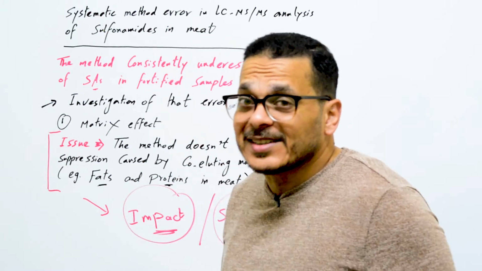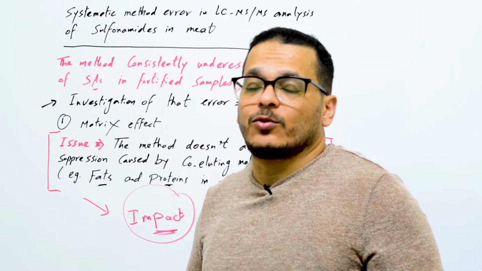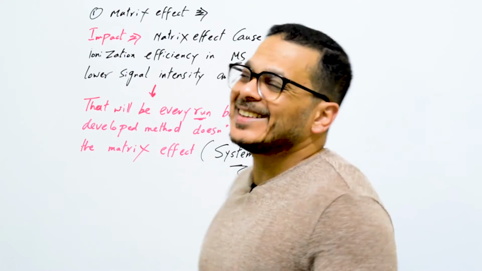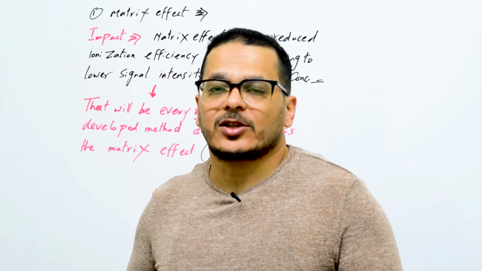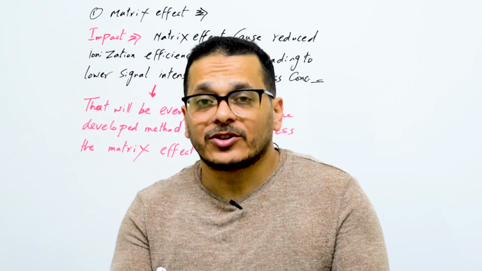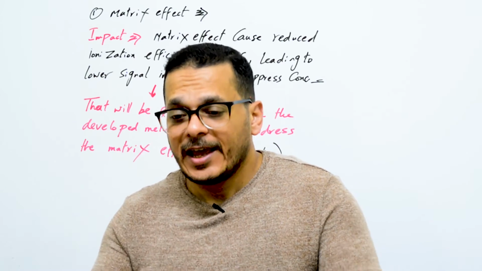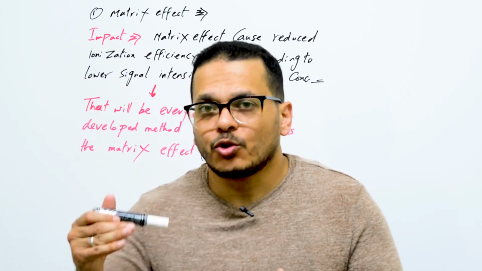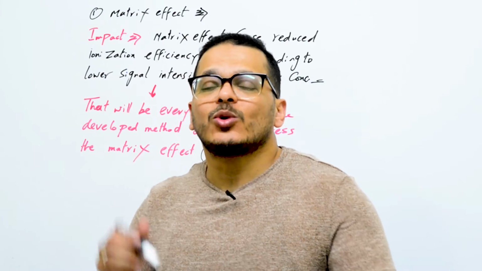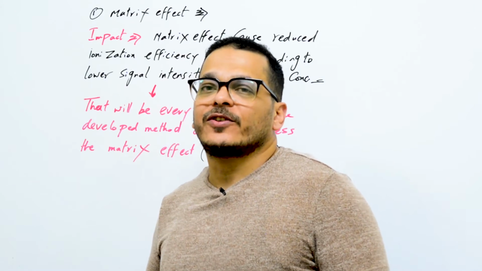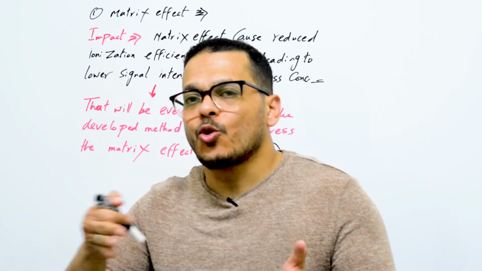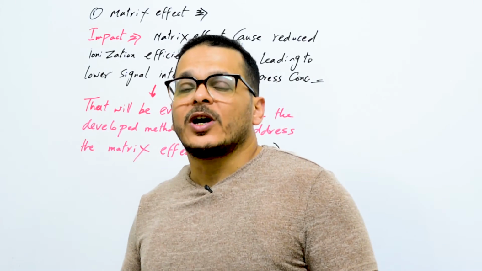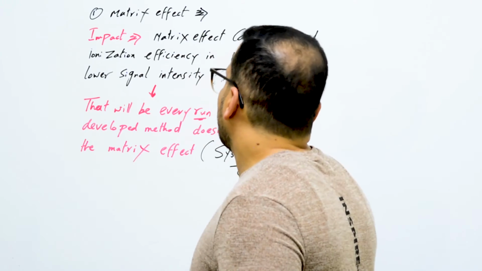What will be the impact and how can you make a solution for this? The impact of this issue: matrix effect causes reduced ionization efficiency in the mass spectrometry. When you analyze your matrix which contains fats and proteins, and you cannot eliminate or reduce these interferences, for sure if you run these samples on the instrument, it will reduce the ionization efficiency for mass spectrometry, and so the signal intensity will be lower. Then it will underestimate the concentration of target analytes in the matrix.